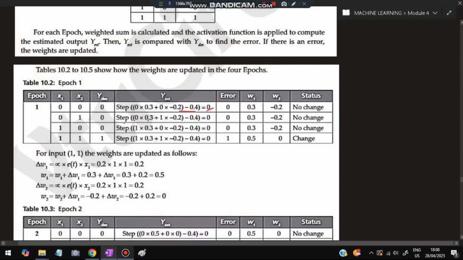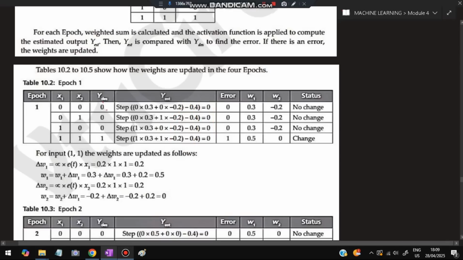And for this one, 0 into 0.3 is 0 again, and 1 into minus 0.2 is minus 0.2. Minus 0.2, minus 0.4, is minus 0.6. It is less than 0, so here I write 0. Then 0.3 minus 0.2 is 0.1, and 0.1 minus 0.4 is minus 0.3, this is also 0 only. And this one will be 0.3 and minus 0.2, that is 0.1, and again minus 0.4, again it will be 0 only, because all these answers are less than 0, so based on that the answer will be written as 0.